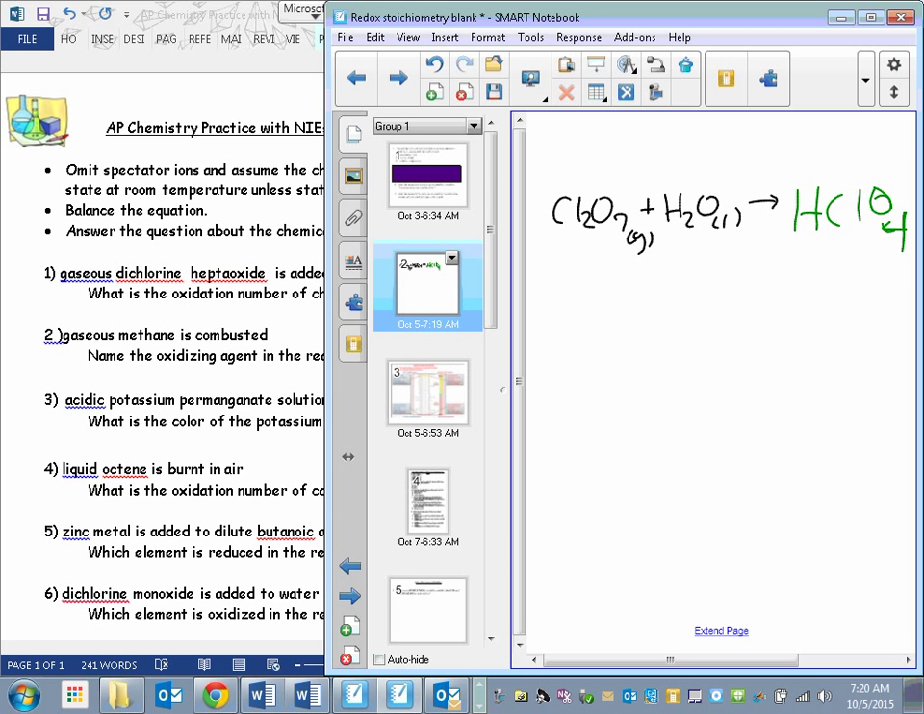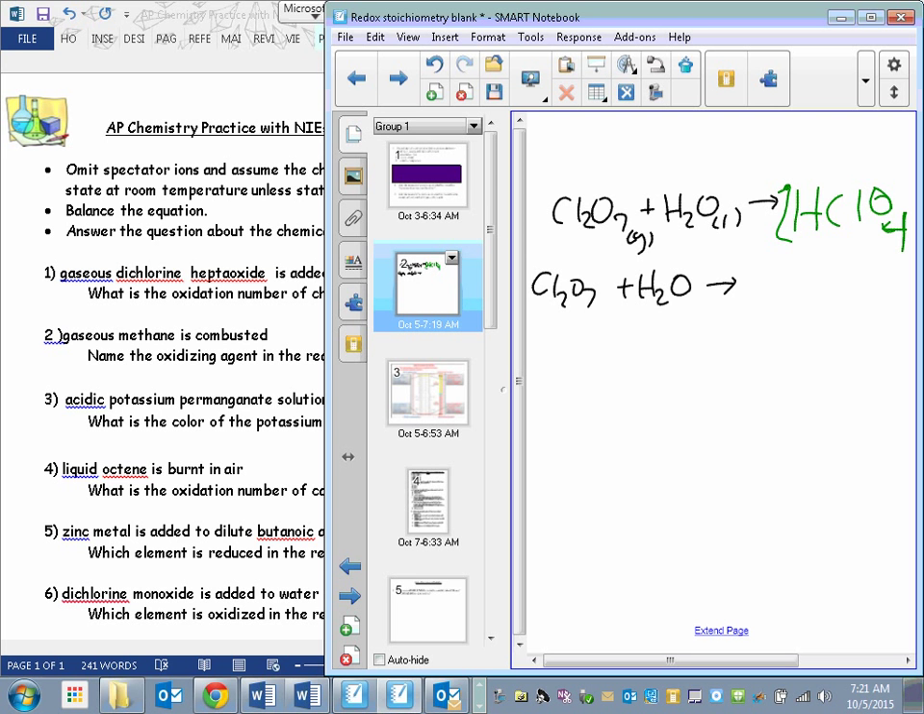So what do I need to do to balance? 2 up here, and that balances out because you have 2 chlorines, 8 oxygens, and 2 hydrogens. Okay, is that the NIE? Not quite. First part's good, right? Cl2O7 gas plus liquid water. What's so strange, or what's so important about the product?